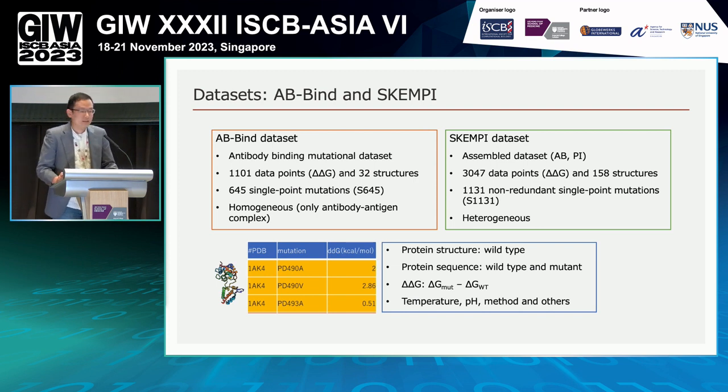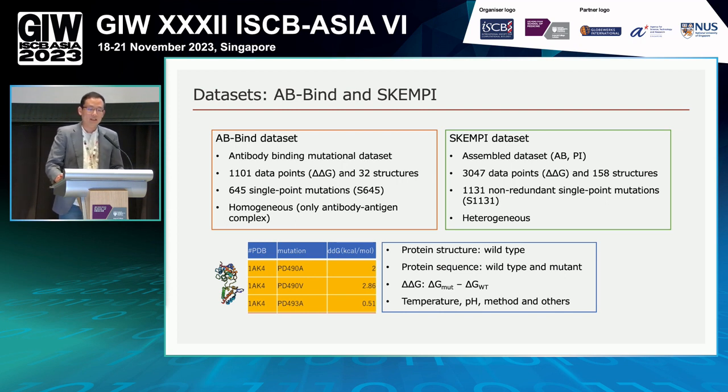So this slide shows the datasets we used to assess our model, to test the performance of our model. We use the AB-Bind and SKEMPI datasets to test our model. The AB-Bind dataset is an antibody binding mutation dataset. It includes over 1,000 data points and 22 structures. We focus on the 645 single point mutations. And the AB-Bind dataset is quite homogeneous. It only contains the antibody and antigen complex.